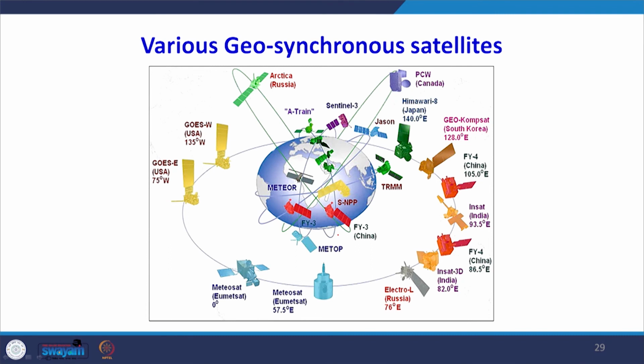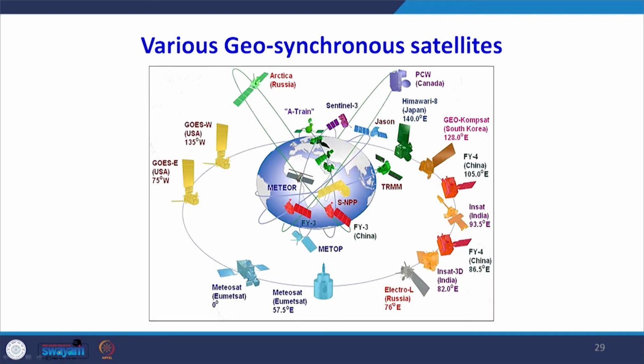So, we can see various geosynchronous satellites are there. This is the globe here, and then you can see that a very large number of geosynchronous satellites have been launched at different latitudes and longitudes. So, at different values these satellites are launched, and they are continuously taking the image of that particular region, their field of view. So, we get the continuous data.